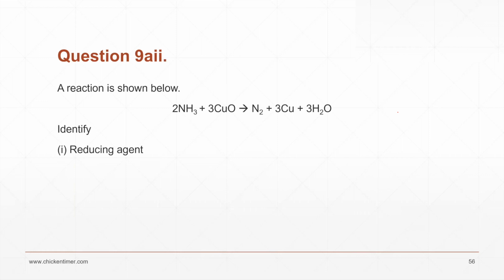If it's on the reactant side and there are only two reactants, one will be the oxidizing agent, the other one will be the reducing agent. If one is oxidizing, naturally the other one becomes the reducing agent. So it becomes ammonia.